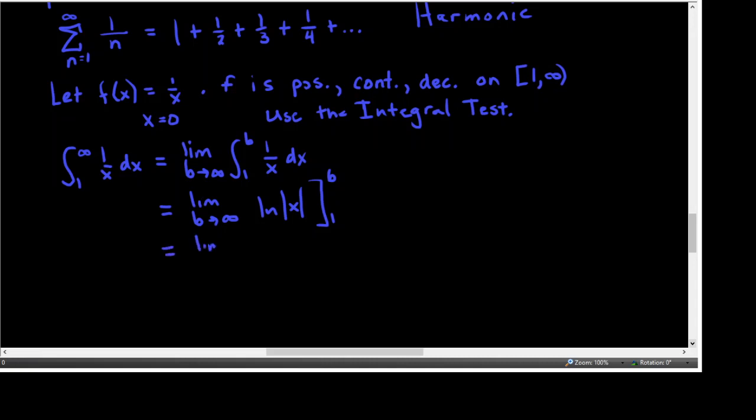That's the limit as b approaches infinity of the natural logarithm of b. I can actually get rid of the absolute value because we're only worried about values of b that are bigger than 1. So that's definitely already positive. Minus the natural log of 1, which of course is 0. And as b goes to infinity, the natural log of an infinite thing goes towards positive infinity. So that means that the improper integral of 1 over x dx from 1 to infinity diverges.